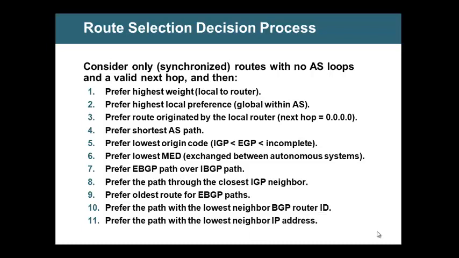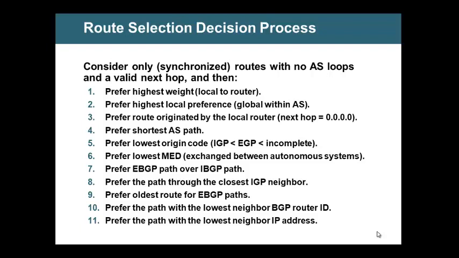Now this is the list in which the attributes are checked. So until there is a tie break, it will check. Until there is a tie break.